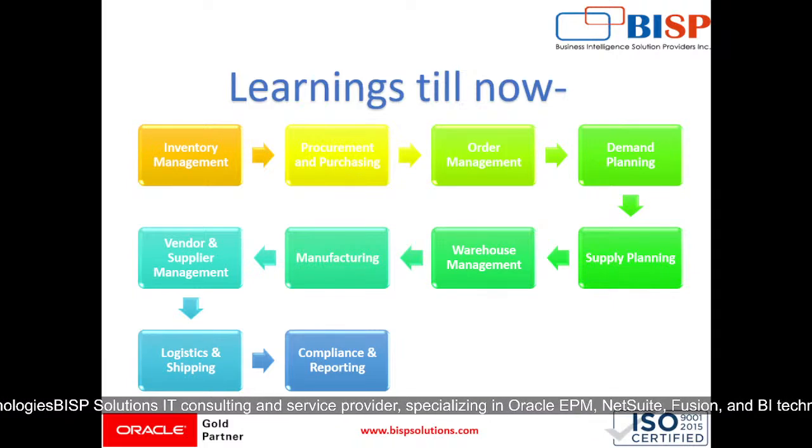So by understanding the key components of inventory management, procurement and purchasing, order management, demand and supply planning, warehouse management, manufacturing, vendor and supplier management, logistics and shipping, and compliance and reporting in NetSuite, there is effective use of these NetSuite capabilities which empowers businesses to optimize operations, improve efficiency, and maintain compliance. By leveraging automation, real-time data, and integrated workflows, organizations can enhance decision making and stay competitive in a rapidly evolving market.